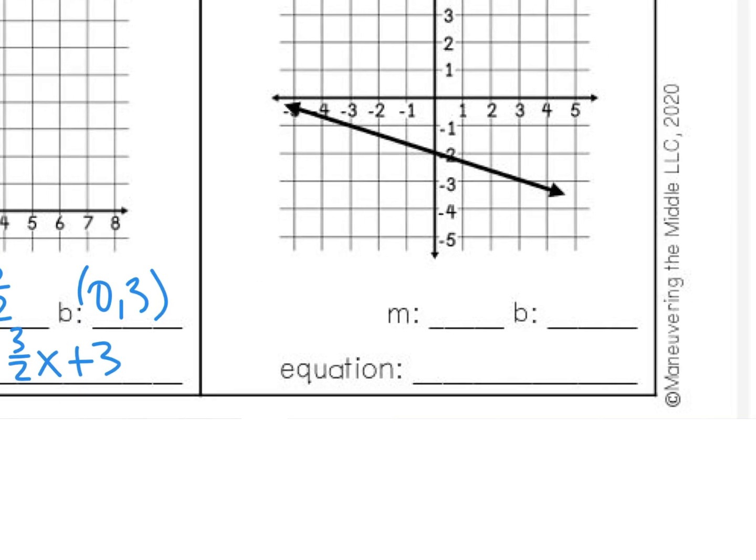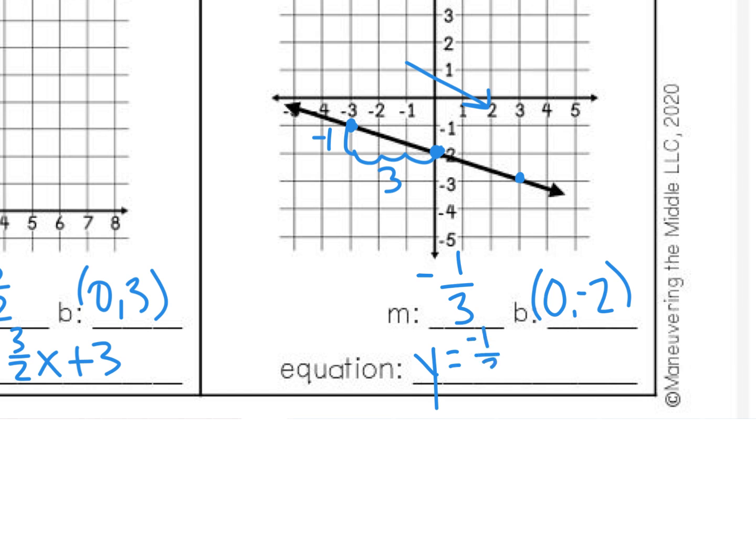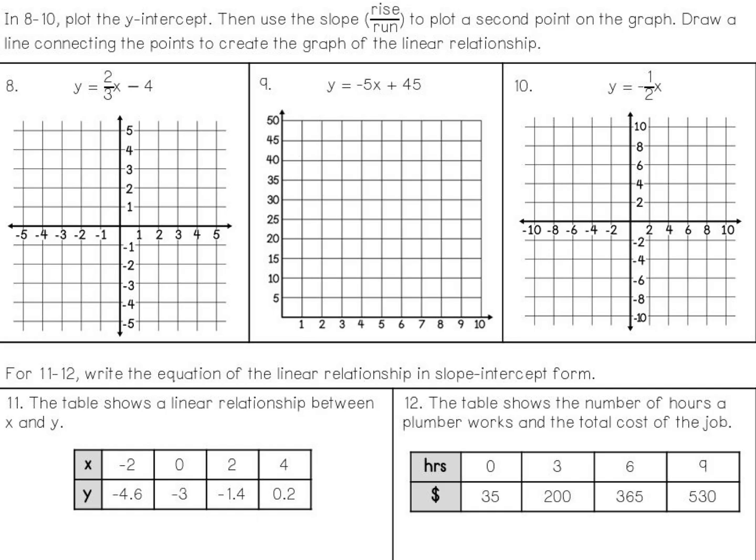What do you notice about this line? It is negative. Look for those nice pretty points. We got a couple. Scale is by 1, so that's nice. How many am I going down? 1. So that's a negative, and I'm running 3. What's my slope? Negative 1 over 3. What's my b? Negative 2. 0, negative 2. What's my equation? Y equals negative 1 over 3x plus. Do we want to say plus? We could say plus a negative 2, but minus 2 is better. Minus 2.